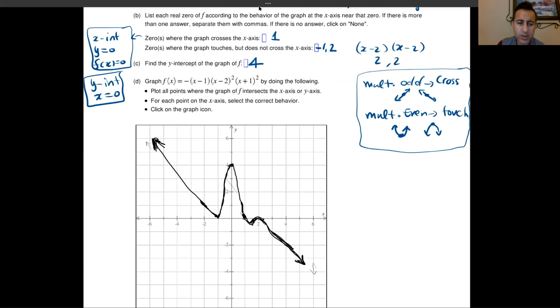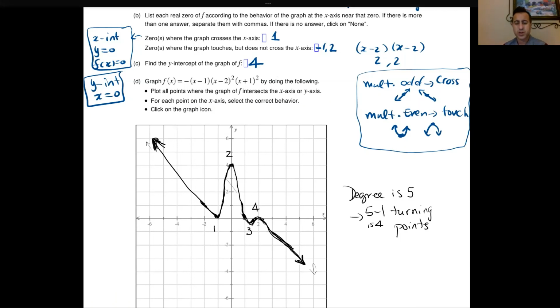So one thing we didn't talk about here is that the degree is 5. So you will expect this thing to have 5 minus 1 turning points. Let's check if that's happening there. Here is 1 turning point, and 2, and 3, and 4. 5 minus 1 is 4. So yeah, this looks correct.